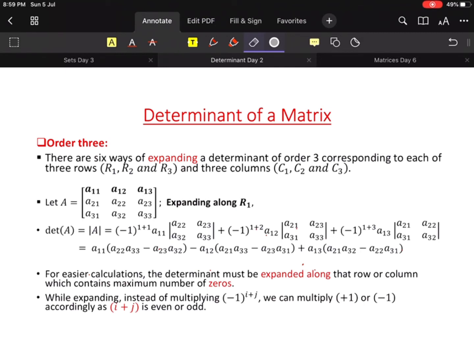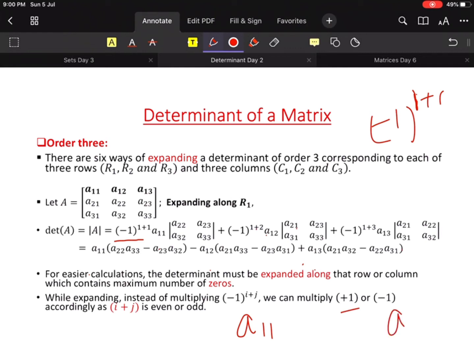What it says: while expanding, instead of multiplying -1 to the power i plus j, so they are talking about this one. Instead of multiplying this, we can multiply +1 or -1 accordingly as i plus j is even or not. So we don't have to multiply this for A11, 1 plus 1. Why? If I see A11, 1 plus 1 is 2, an even number, so -1 to the even number is plus, so I will give plus.